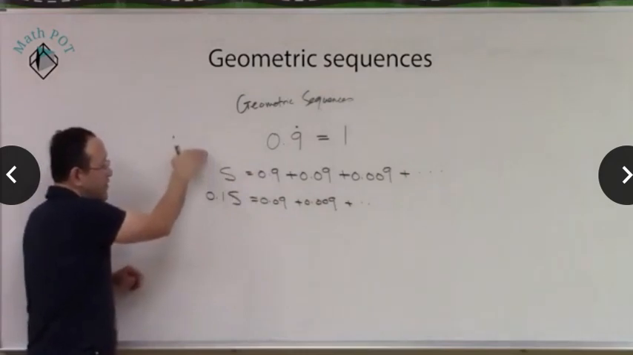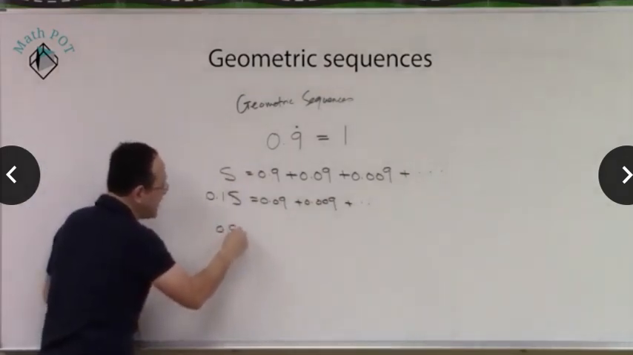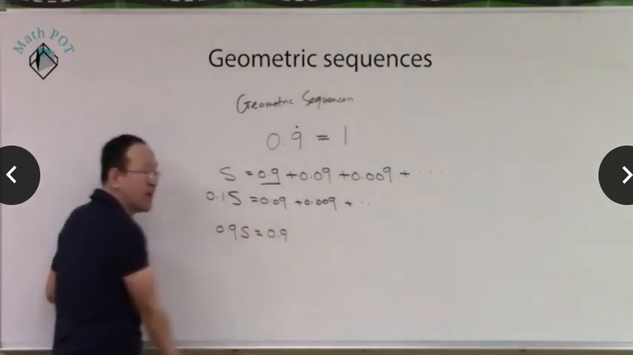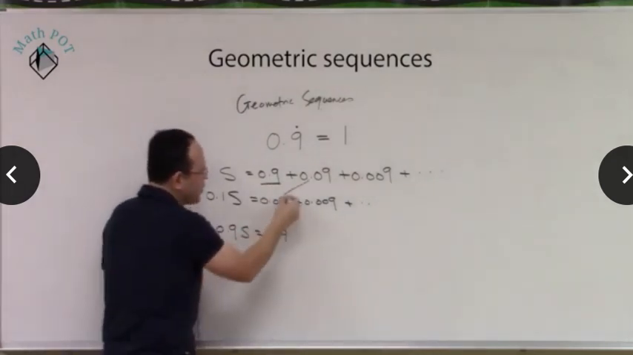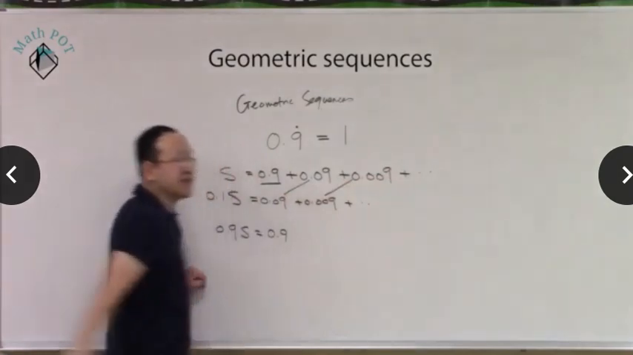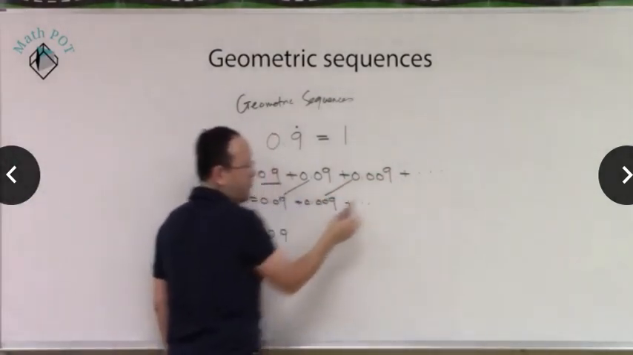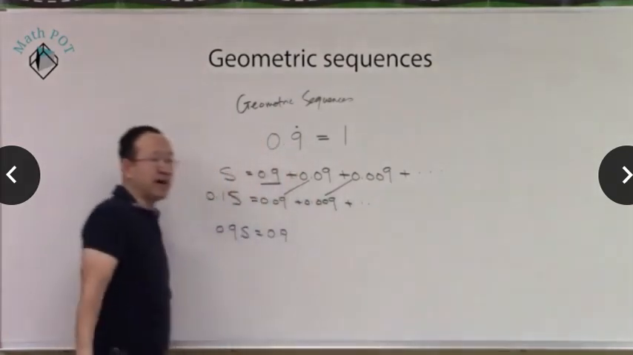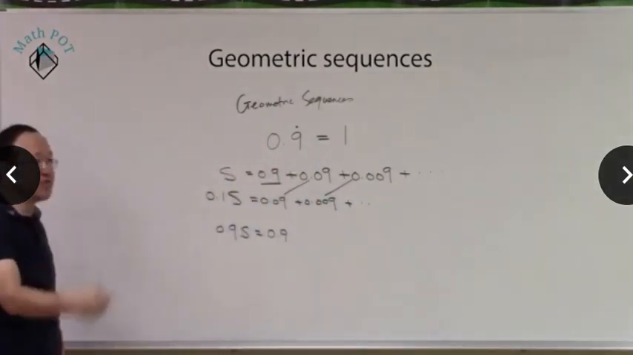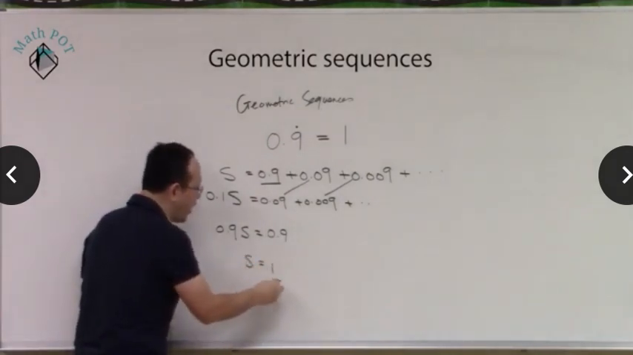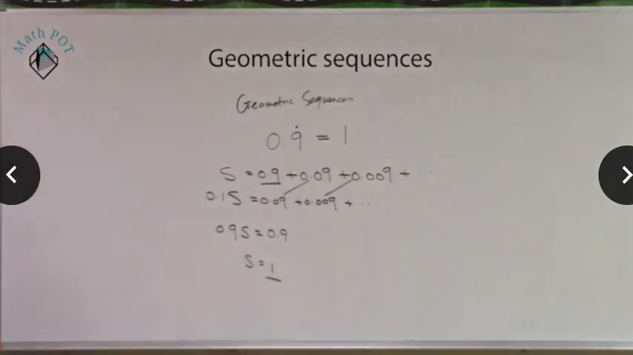Let's do the difference. The first equation minus the second gives us 0.9 S. Look here: the only term still there is 0.9. Every term after this one in the first equation is also in the second equation, so when you do the difference, they all disappear. So now it's very clear: S equals 1. That is the answer for this one.